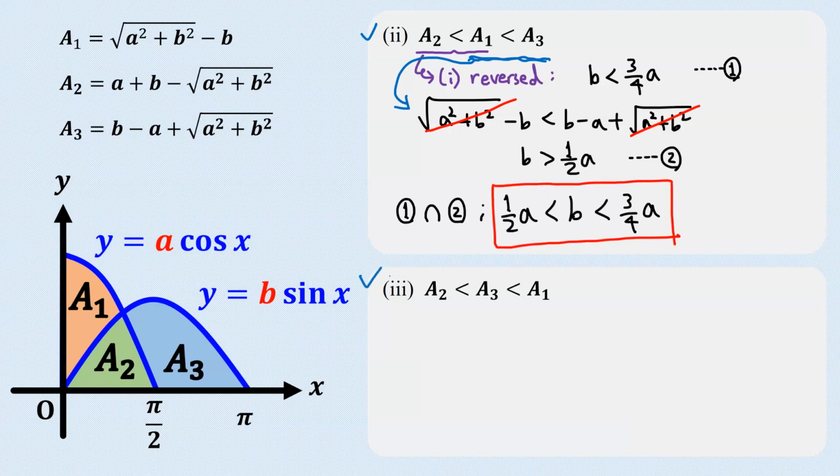And for the third case, where A2 is less than A3 and A3 is less than A1, since this part is always true, which we have proved in problem B, we only have to find the condition for A3 being less than A1, which is what we have obtained in the previous case with the direction of the inequality switched. That is, b is less than 1 over 2a.